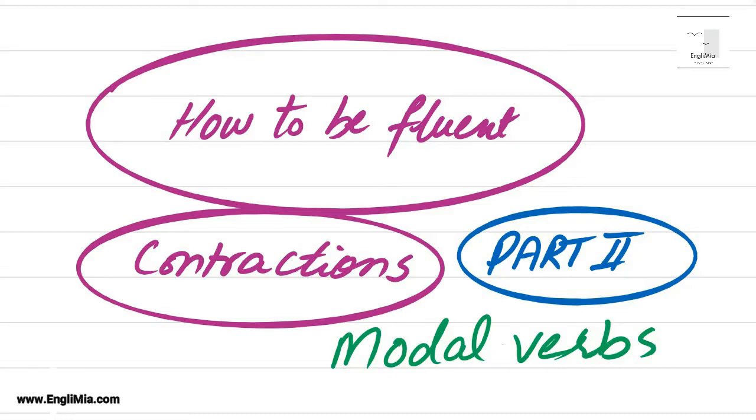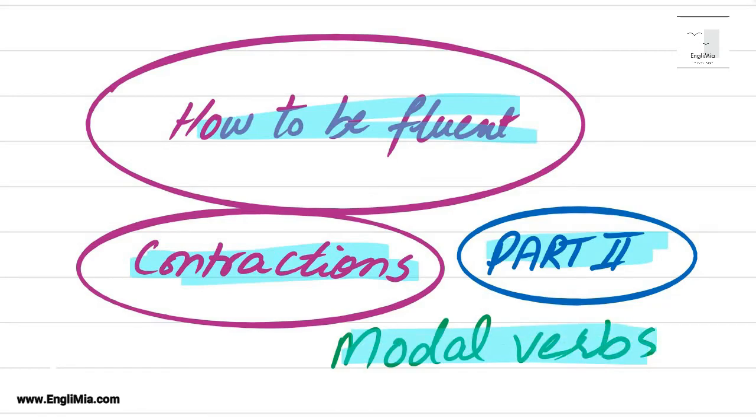Today we are going to learn part 2 of contractions in the series of how to be fluent. And this part will be based on modal verbs. What are the modal verbs and how are they used as contractions, in contracted form? Let's talk on that.